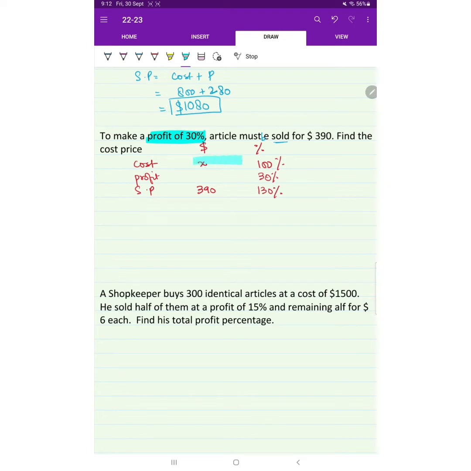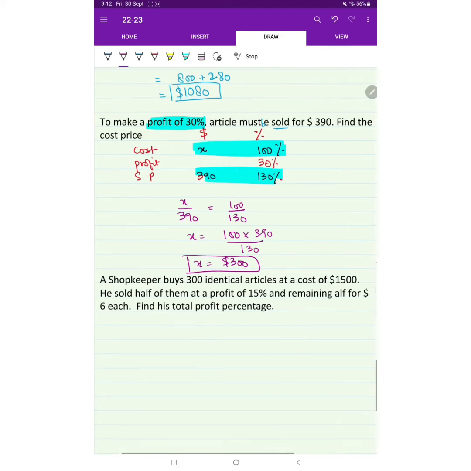I have to find x, so I'll use this and this to form an equation. So cross multiply: x upon 390, 100 upon 130. x is equal to 100 into 390 upon 130. Let's find the value. It is $300. So the cost price is $300. Okay, I hope this makes sense to all of you.